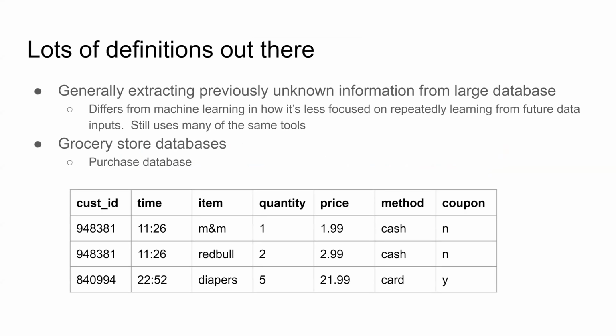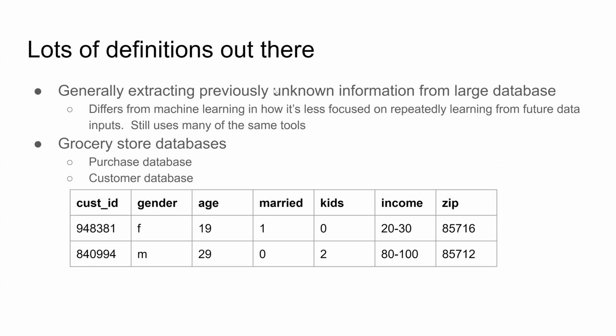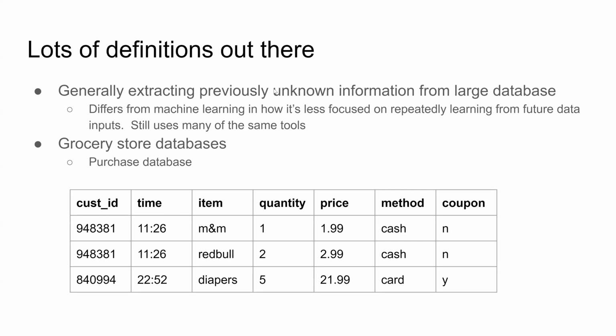The first thing I want to talk about is that there are lots of definitions out there. If you start Googling what is data mining, you start seeing a lot of different things, I think because sometimes it gets muddled with machine learning. In terms of a definition, you can say that it generally focuses on extracting previously unknown information from large databases.